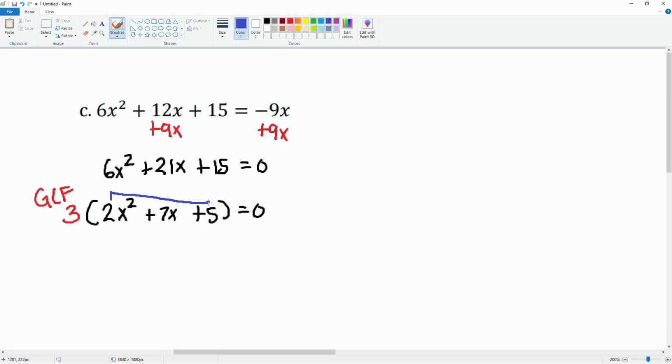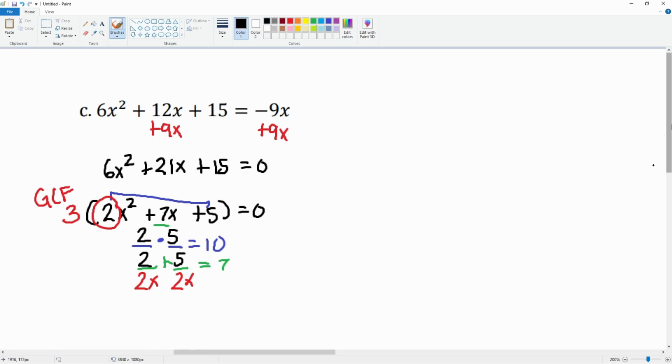So let's set up our dashes here. You're going to find two numbers that multiply to make 10 and add up to this middle number of 7. And that looks like it is the numbers 2 and 5. Okay, 2 times 5 is 10. 2 plus 5 is 7. Divide by 2x, because that is the a term.